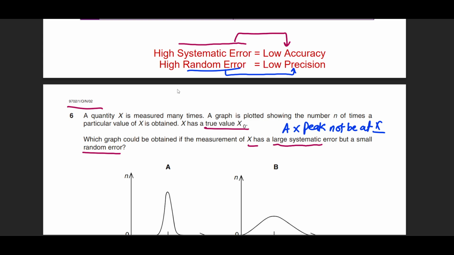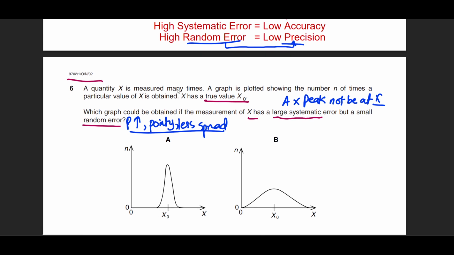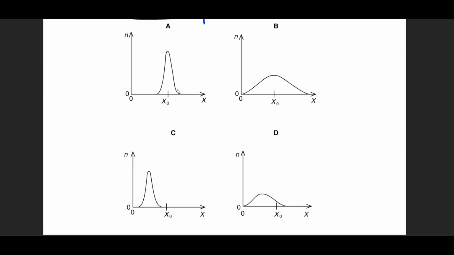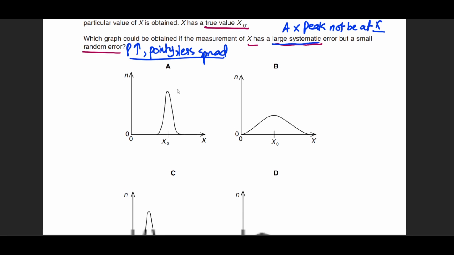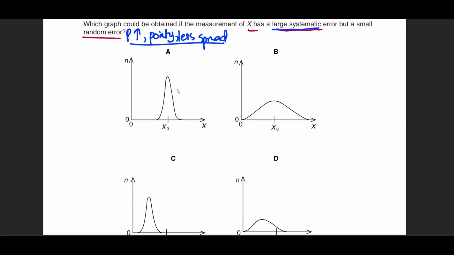And small random error means high precision. If the random error is low, it means that the precision is supposed to be high, which means that it will be a graph that is pointy, that has less spread in comparison to the rest of them. Okay, so let's compare all of these four graphs. Now, do we need an accurate answer? There is a large systematic error, so let's add a small key over here. So this is systematic error and this is random error.